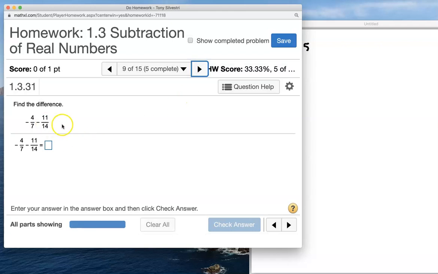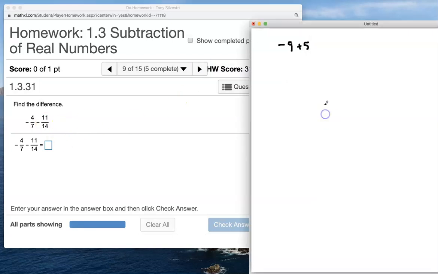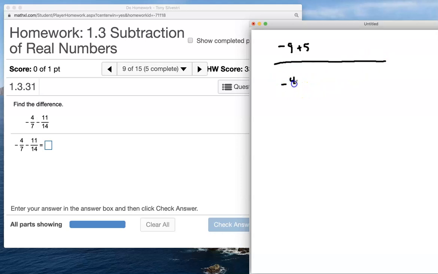Okay, I'll start doing the fraction problems. But, you know, the technique is still the same. Add the opposite. So for this problem, I'll keep the first fraction. Add the opposite of 11/14. Okay, because we started off with a positive 11/14, the opposite is negative 11/14.